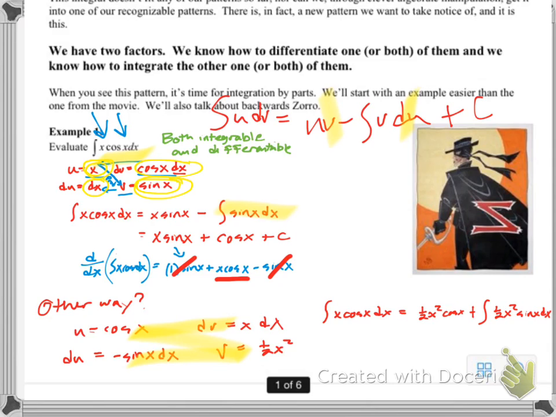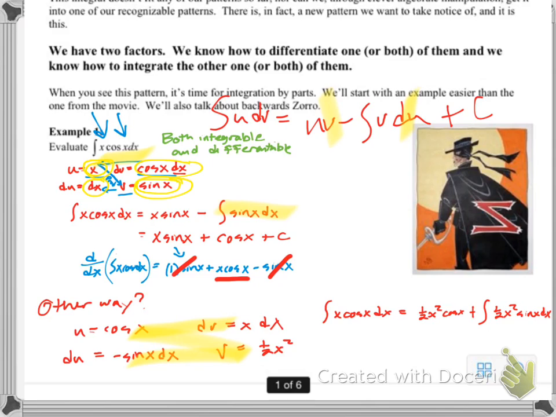I just pulled the negative out front, so I made it positive in the integral. And then if you look at that, that's kind of a mess. I don't know what to do with that 1/2 x squared sine of x. I started with an x cosine of x. Now I'm up to x squared. That's a big red flag.